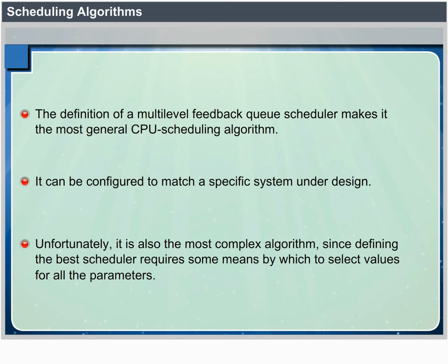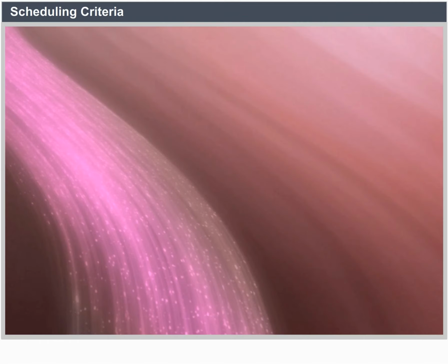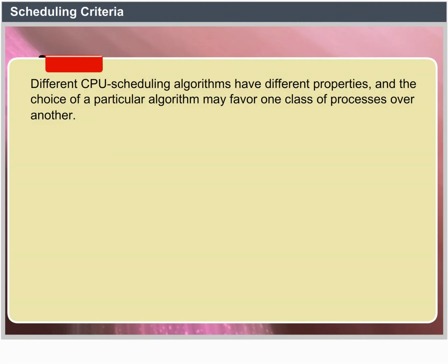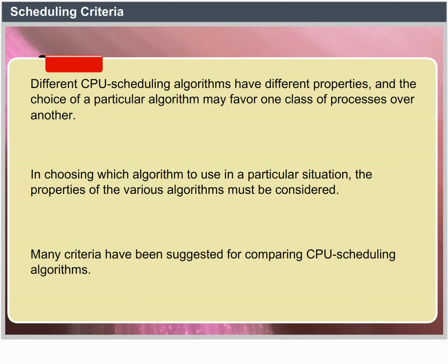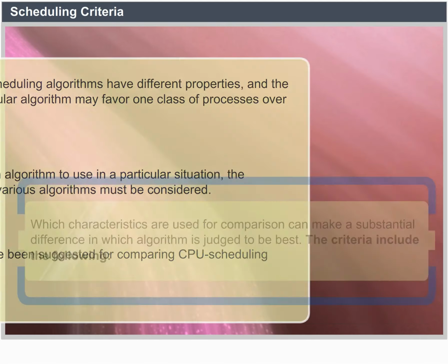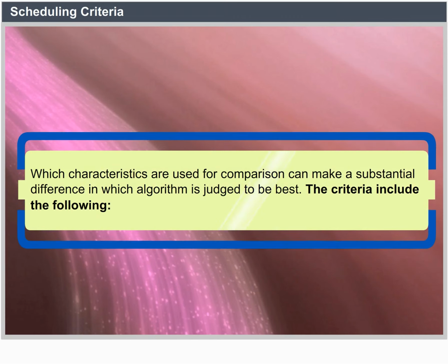Scheduling criteria. Different CPU scheduling algorithms have different properties, and the choice of a particular algorithm may favor one class of processes over another. In choosing which algorithm to use in a particular situation, we must consider the properties of the various algorithms. Many criteria have been suggested for comparing CPU scheduling algorithms. Which characteristics are used for comparison can make a substantial difference in which algorithm is judged to be best.